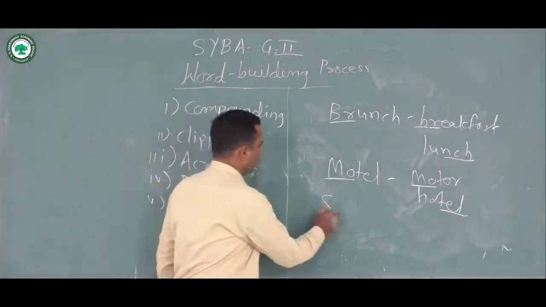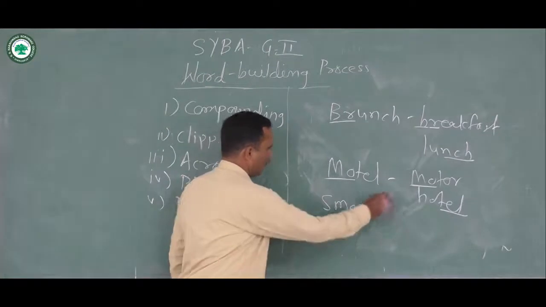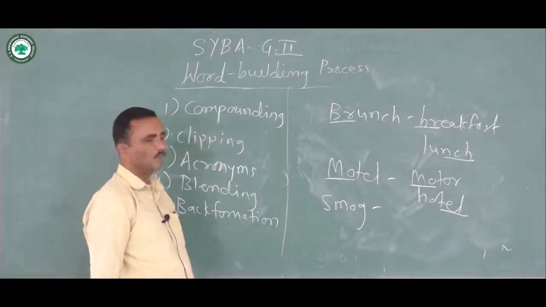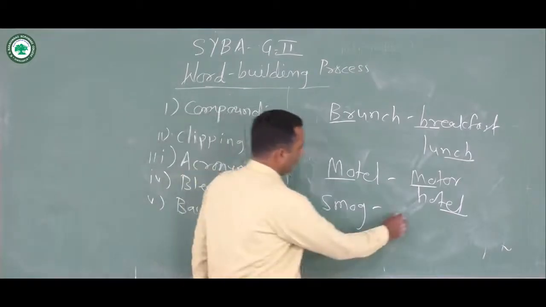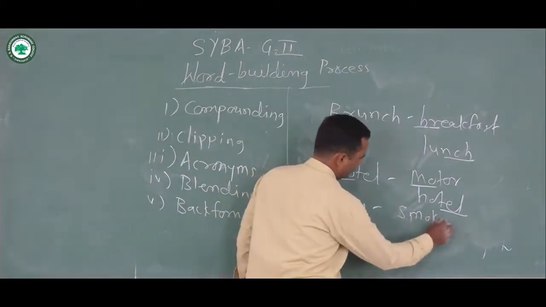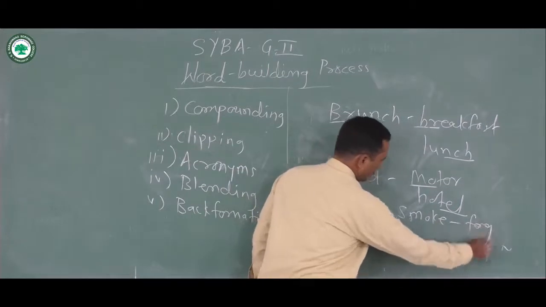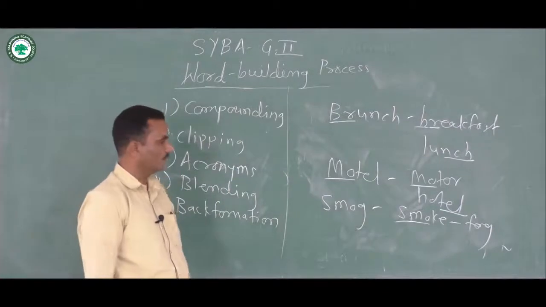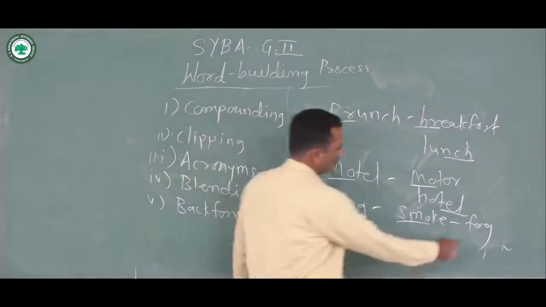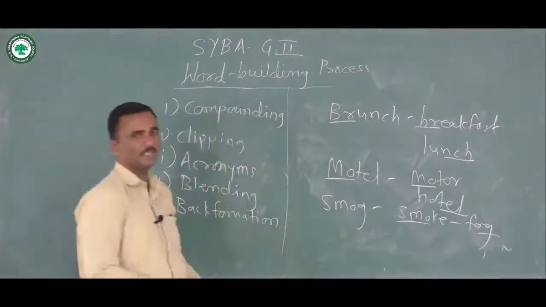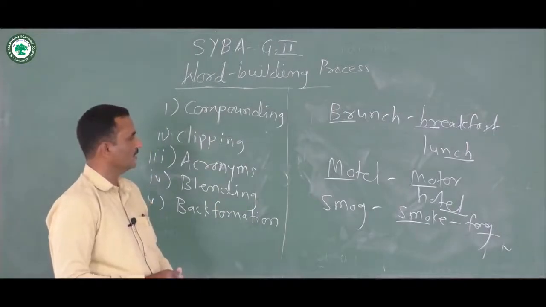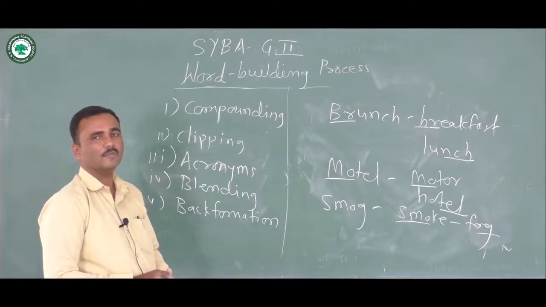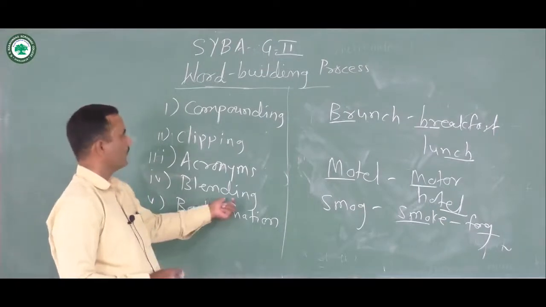Then you can see an example like smog. So it is a combination of blending together two words, that is smoke and fog. So you can see here the first half of the first word and the second half of the second word have been brought together and a new word is created, that is smog. So a number of words can be introduced into the lexicon of a language by the process of blending.